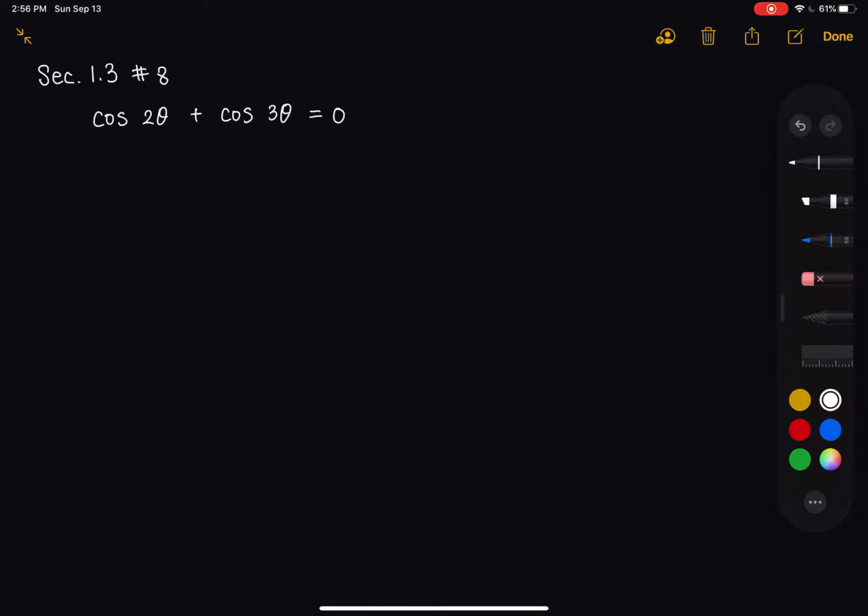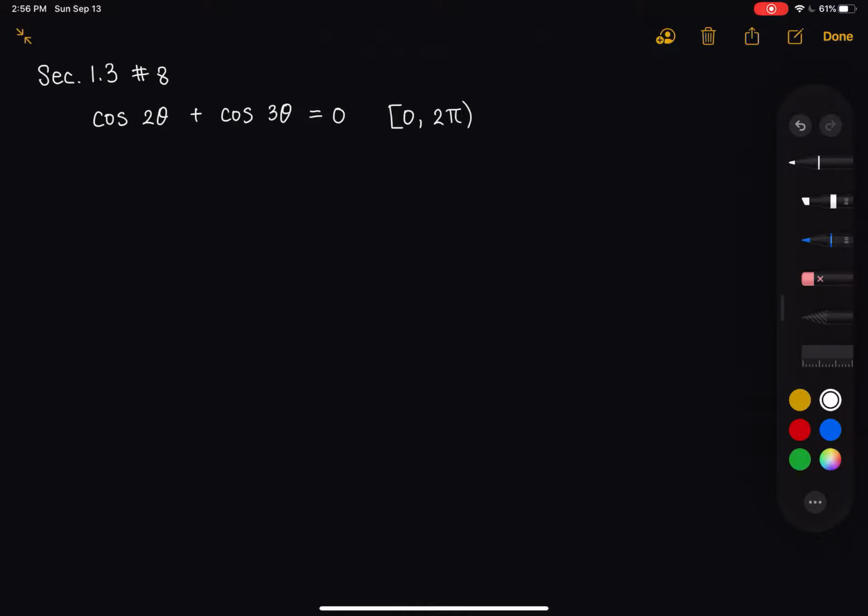Section 1.3, question number 8. We want to solve for theta in the interval 0 to 2 pi. Cosine 2 theta plus cosine 3 theta equals 0.